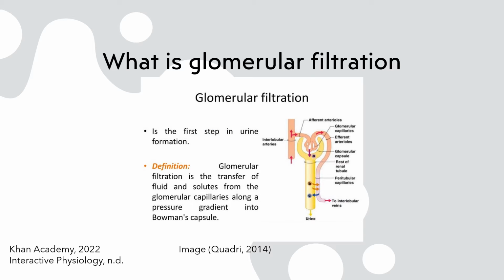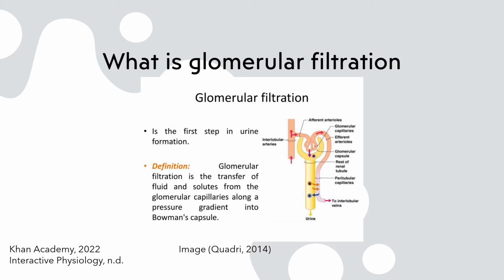Okay, so what exactly is glomerular filtration? So GF is a process where your kidneys filter excessive fluid and waste products out of the blood. It is the first step in making urine. So the waste from the blood filters through the glomerulus and into the tubules to be removed from the body. Said another way, glomerular filtration is the bulk flow driven by hydrostatic pressure of the blood. This image is defining glomerular filtration as the transfer of fluid and solids from the glomerular capillaries along a pressure gradient into Bowman's capsule.